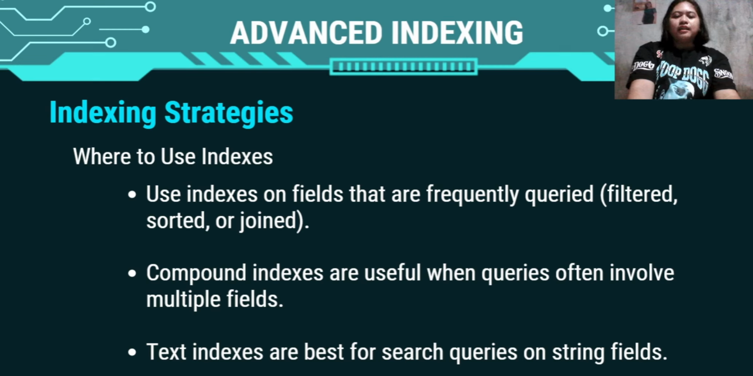Text indexes are best for search queries on string fields. When you need to perform full text searches on string data, using a text index is the best approach. Text indexes enable efficient searching for keywords or phrases, making it easier to retrieve documents that match search criteria.